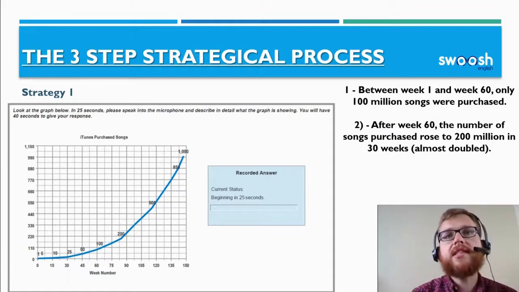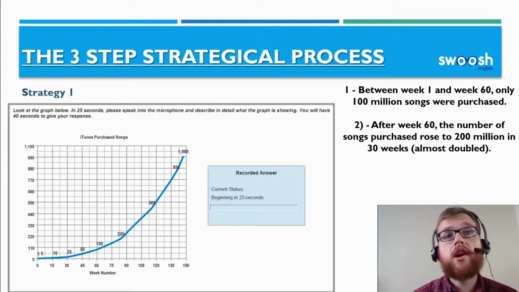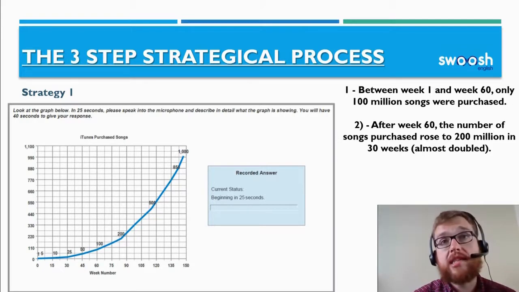Second idea, after week 60, the number of songs purchased rose to 200 million in 30 weeks. It almost doubled. So we take our line from week 60 over the next 30 weeks. That's not 30 weeks, that's 60 weeks. Sorry. No, it is 30 weeks. My math is very bad. This is why I'm an English teacher, not a math teacher. Week 60 to week 90 is 30 weeks. The number rose from 100 all the way up to 200 million. And we can even add in more information in saying it almost doubled. Excellent. Second idea, we've taken information from the y-axis too.